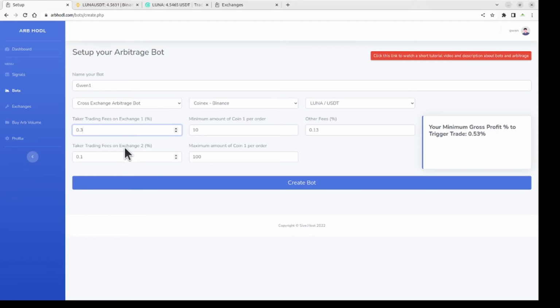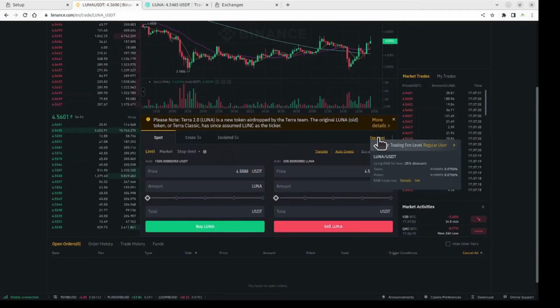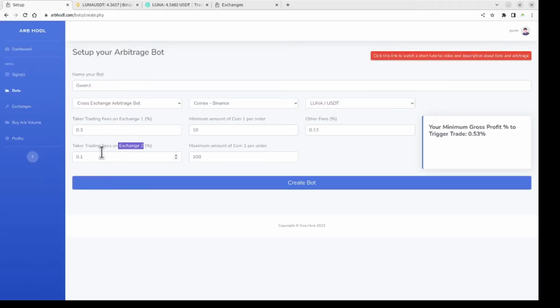Then Exchange 2, Binance. We look for it, and we can see here the fee level is 0.1% as a taker. But they have a special if you use BNB for fees. Beware because you will not use BNB for fees, so put it in the one without the special. So our answer is 0.1%. So that is how you work out those two.